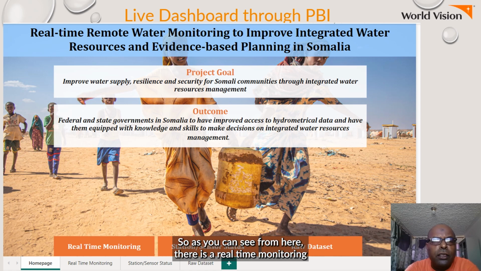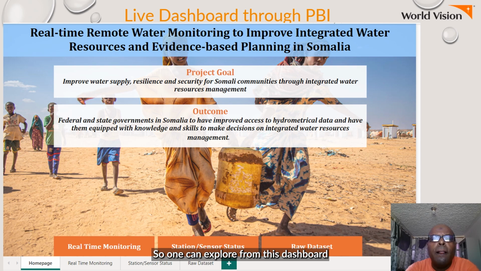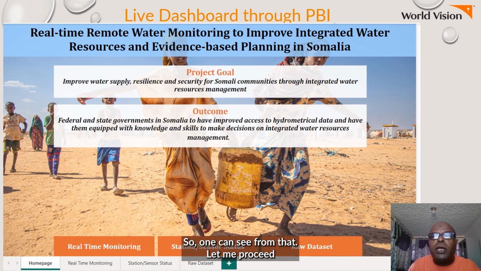As you can see from here, there is real-time monitoring, and also stations or sensors and raw data. One can explore this dashboard directly, live, virtually from remote. So one can see that. Let me proceed to some of them, starting with the real-time monitoring part.